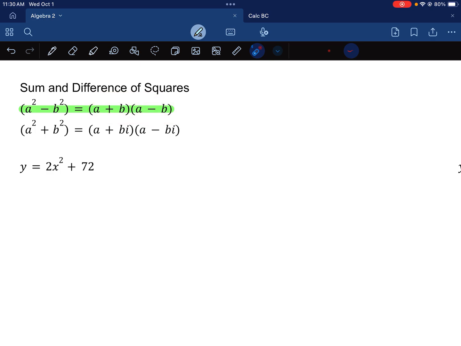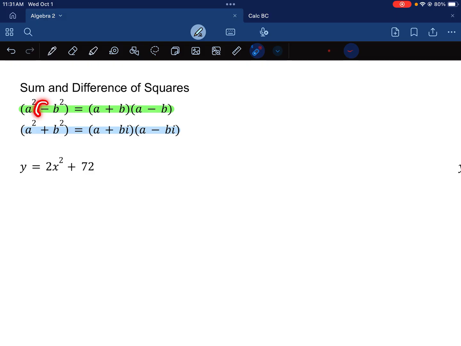And then the other form is if you're adding two perfect squares, so the second one right here. Again, if you're adding two perfect squares, a squared, your first term is a perfect square, and b squared, your second term is a perfect square, then it will always, always, always factor into this form right here, a plus bi and a minus bi.